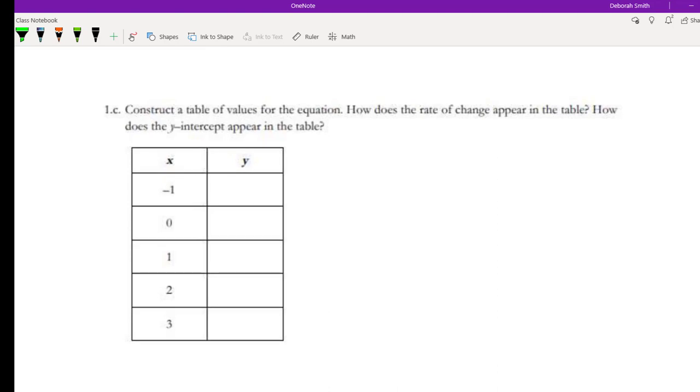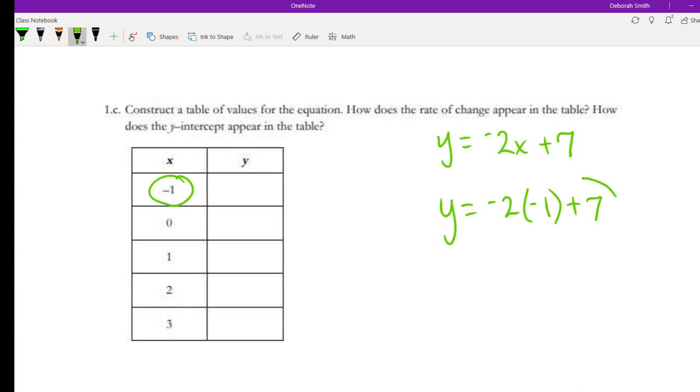Construct a table of values for the equation. How does the rate of change appear in the table? How does the y-intercept appear in the table? So our equation was y equals negative 2x plus 7. So my first input is going to be negative 1. So I use this to determine what my output would be. And you can put all of this into your calculator and push enter, and you're going to get 9 there.